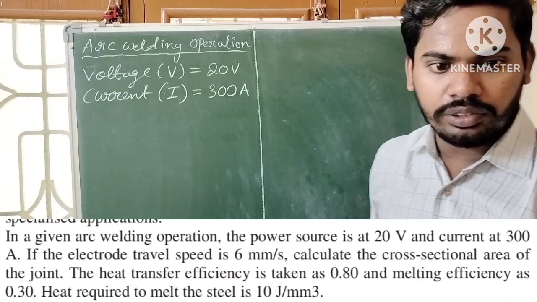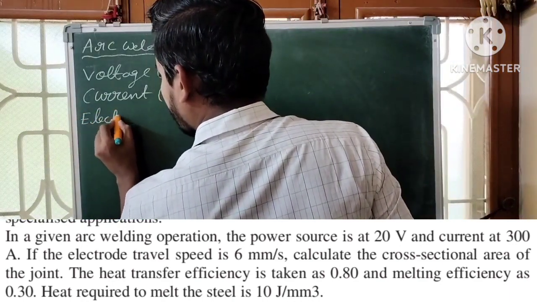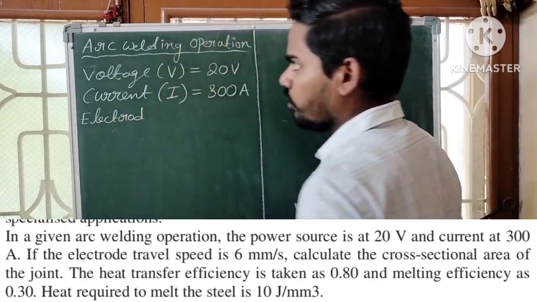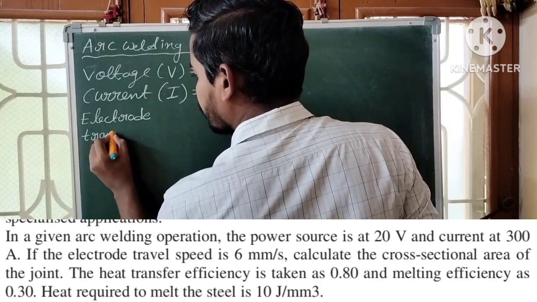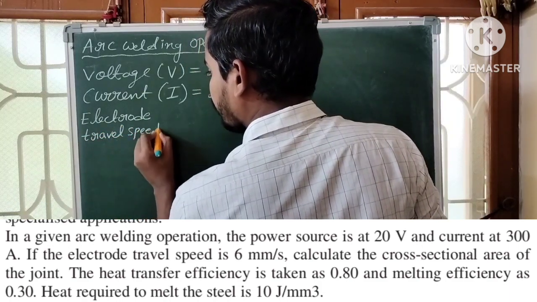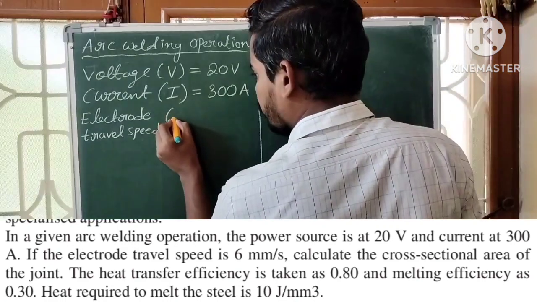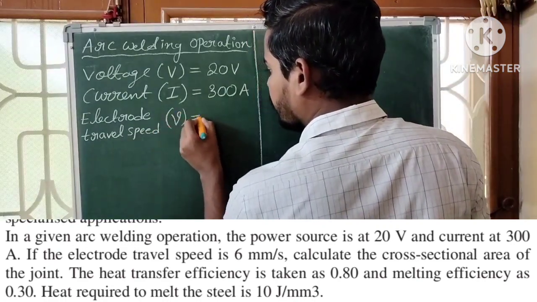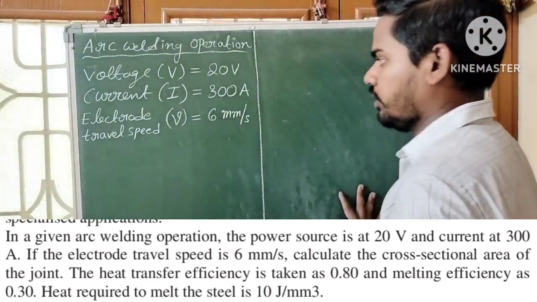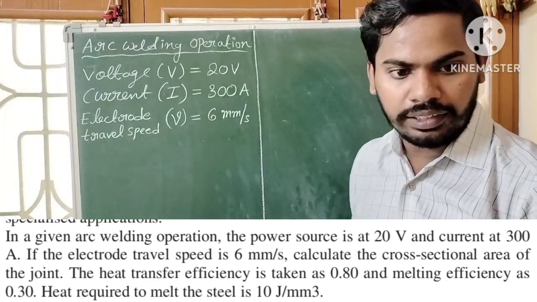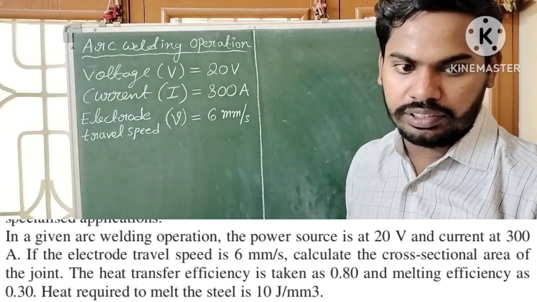Next, the electrode travel speed. We use an electrode in the arc welding process, so electrode travel speed is 6 mm per second. Electrode travel speed is denoted by small v. Small v is equal to 6 mm per second. Next, calculate the cross-sectional area of the joint.